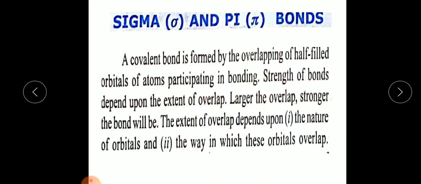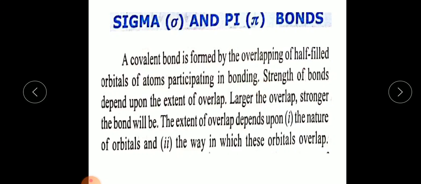Okay. Now let us see. So sigma and pi bond. As we know, when a covalent bond is formed, it is formed by the sharing of electrons. That means one atom will share its electron with the other atom. Actually, there is an overlapping of half-filled orbitals. That means if each orbital has one electron, when they overlap, it will form a pair of electrons that gives rise to a bond which is called a covalent bond. So a covalent bond is formed by the overlapping of half-filled orbitals of atoms participating in bonding.